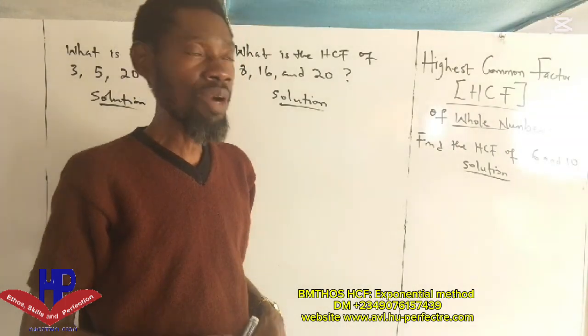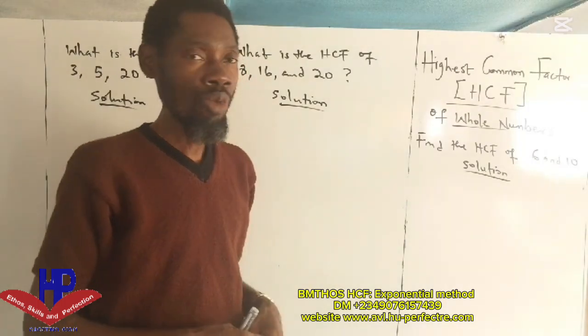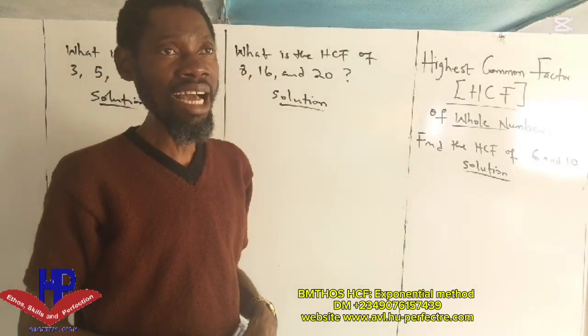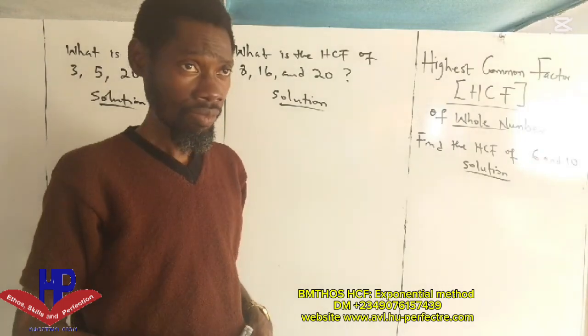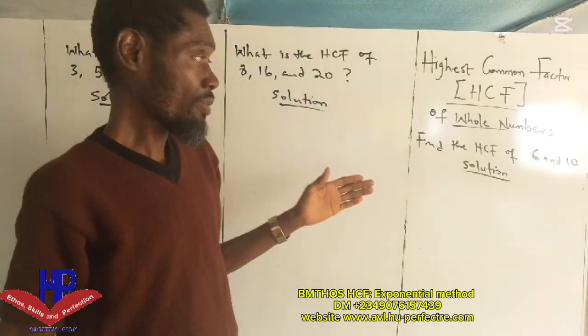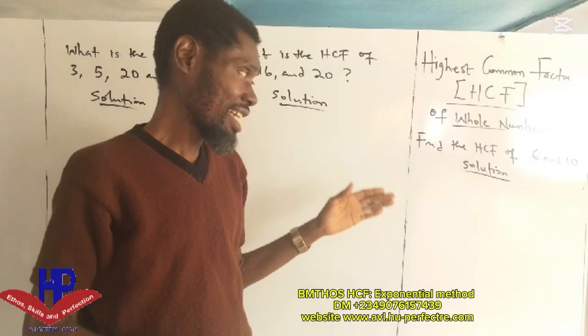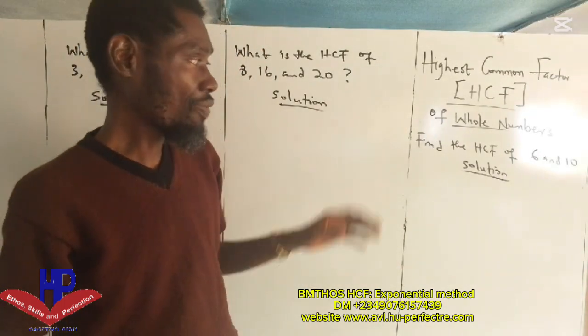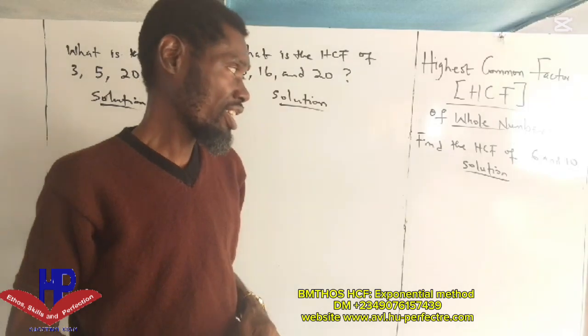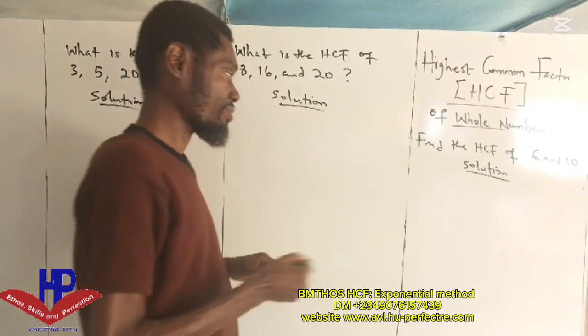After having the prime factors of these numbers, we are going to express these numbers in their exponential form or index form. So let's start with the first question. Find the HCF of 6 and 10.